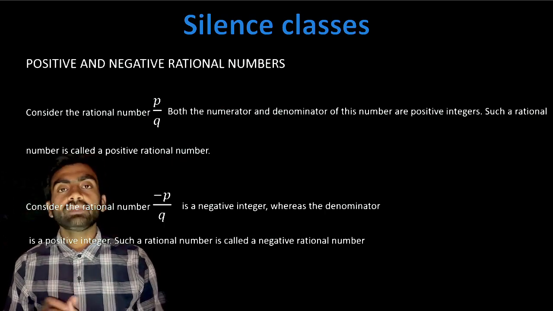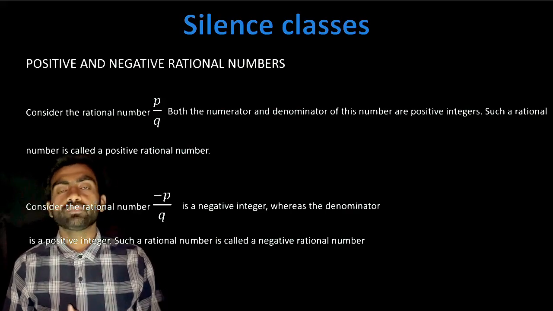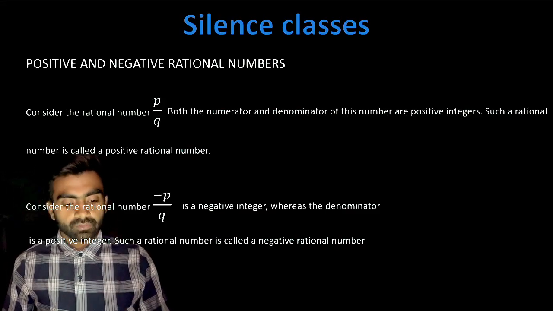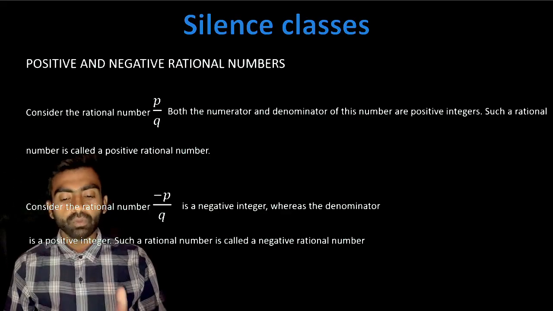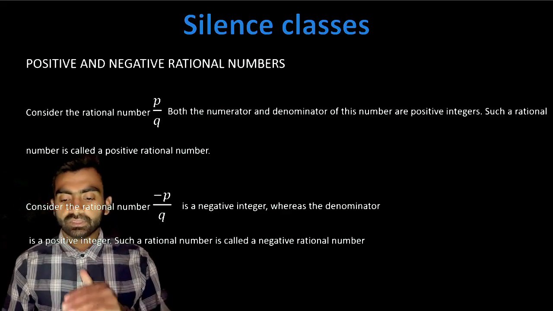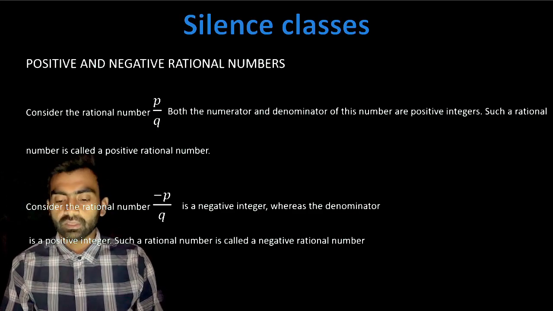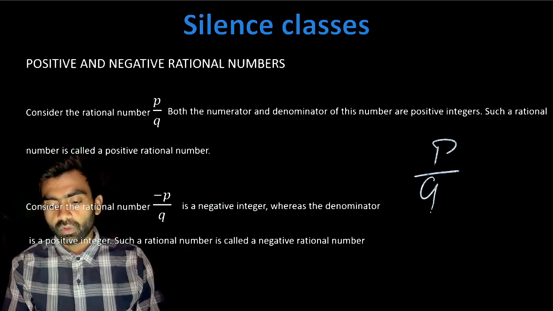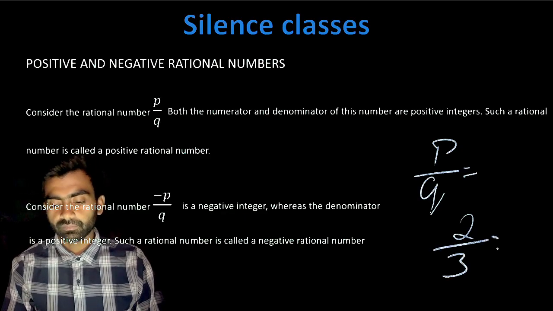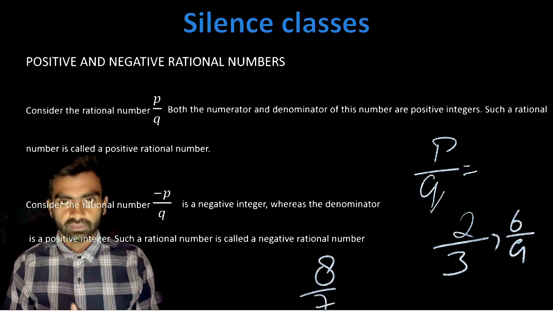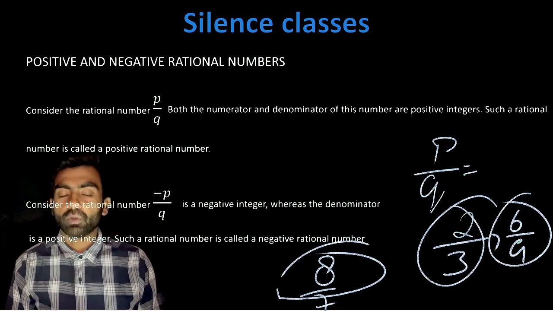Positive and negative rational numbers. Now let's talk about what exactly negative and positive rational numbers are. Consider the rational number p upon q. Both the numerator and the denominator of this number are positive integers. Here p upon q is always positive, written as 2 upon 3, 6 upon 9, 8 upon 7. Such types of rational numbers are known as positive rational numbers.